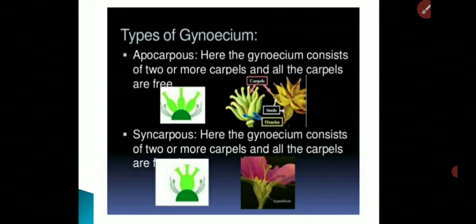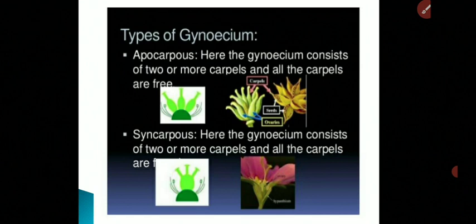Secondly, the syncarpous type of gynoecium is the condition in which carpels are fused with each other wholly or partially. The syncarpous gynoecium is much more common, and it involves union up to different degrees. For example, in hibiscus, ovaries and styles are united and the stigma is free. In vinca and calotropis, two ovaries are free and styles are united at the stigma.